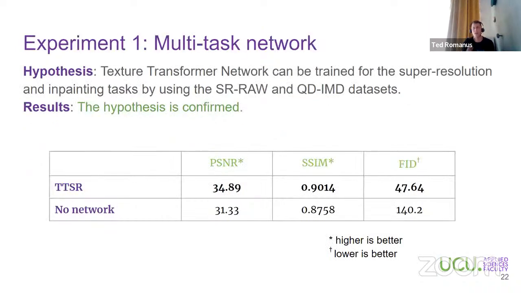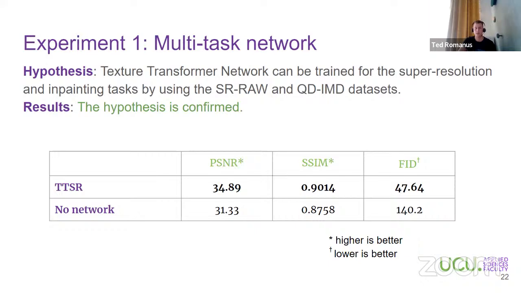So going to the main experiments, the first experiment is basically the main experiment where we evaluate the ability of the texture transfer network to solve super resolution and in-painting task. The results on the test data set are shown in the table below. Here we compare the TTSR model accuracy and the accuracy of not applying the network at all. By that, I mean that we compare the low resolution damaged image with the high resolution expected image and compute these metrics this way. And the results show a visible improvement of all metrics. Once again, for PSNR and SSIM higher is better, and for FID lower is better.